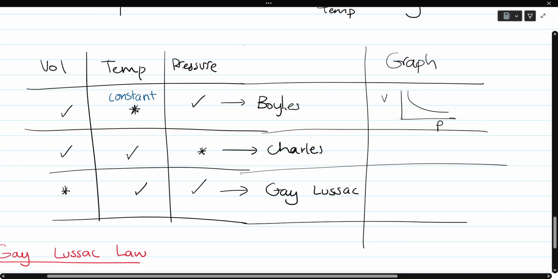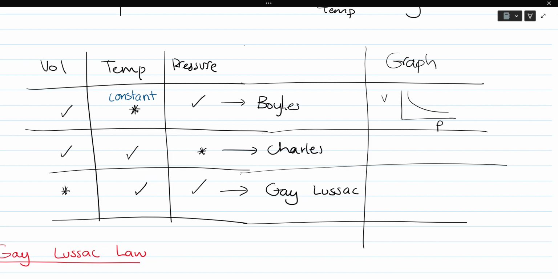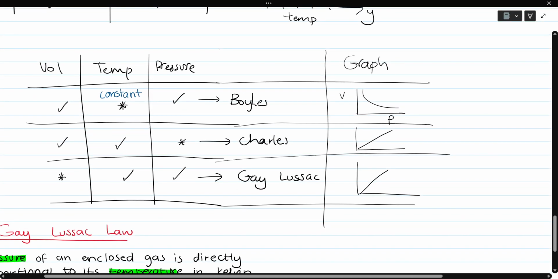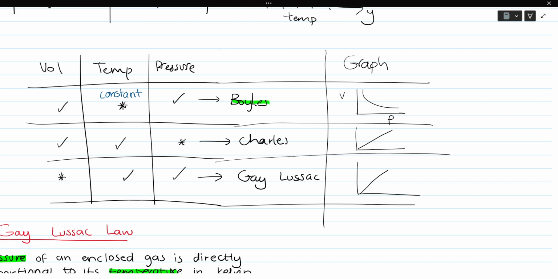And then if we look at Charles' law, we know that the pressure is constant, so we're changing the volume and the temperature. And in this case, our graph is going to be a straight line. Gay-Lussac as well, we are changing temperature and pressure, and volume is going to be kept constant, and we're also going to get a straight line graph. So again, what's important here is making sure you understand which law speaks about which two variables. Most of the time they're going to ask you to define that law, and you need to know if pressure is constant, then we're talking about Charles' law. Temperature is constant, Boyle's law, and so forth.